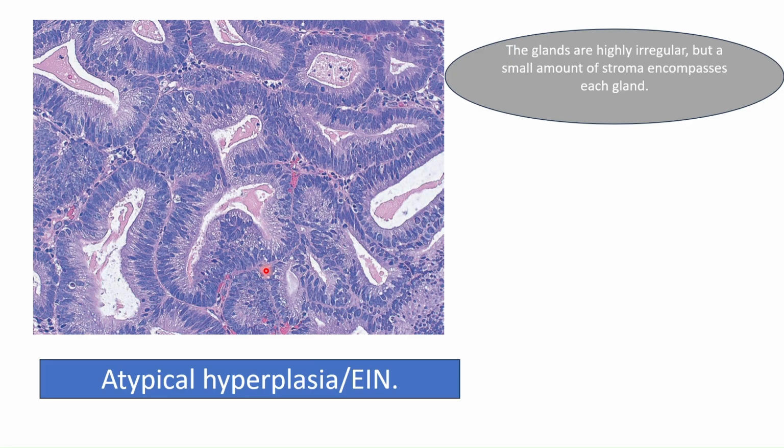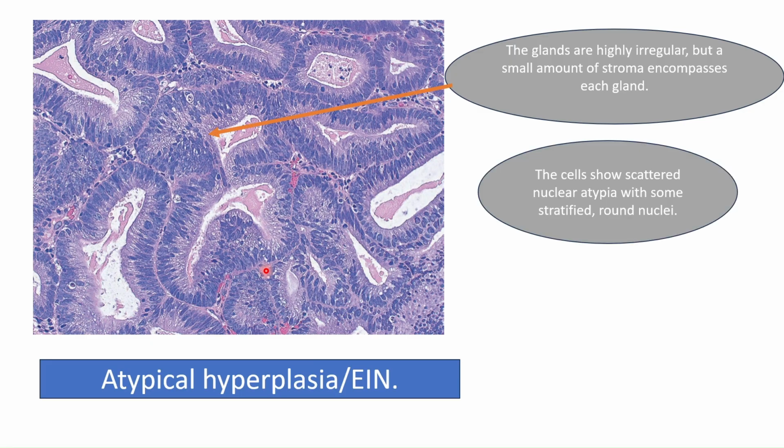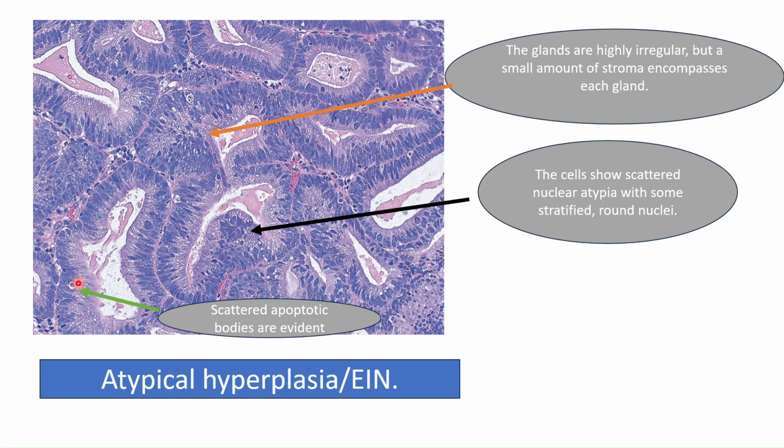So, here as we have seen, highly irregular glands. Now we have to see nuclear atypia. So, some are stratified, having round nuclei, and loss of polarity we can easily identify here, and scattered apoptotic bodies are evident in this feature. So, here we have to look for nuclear atypia, right?